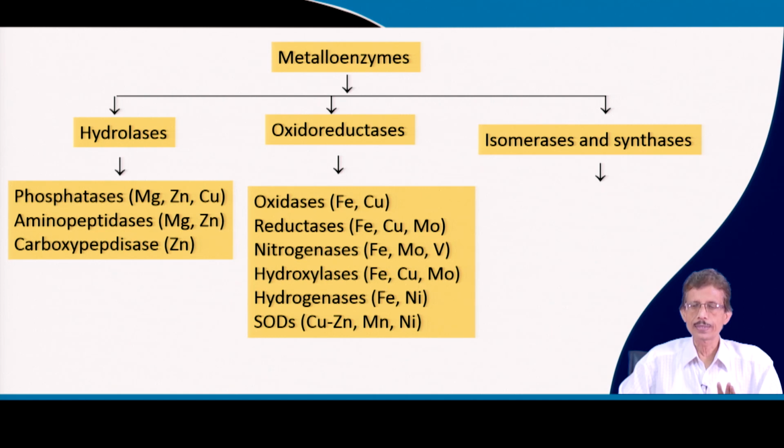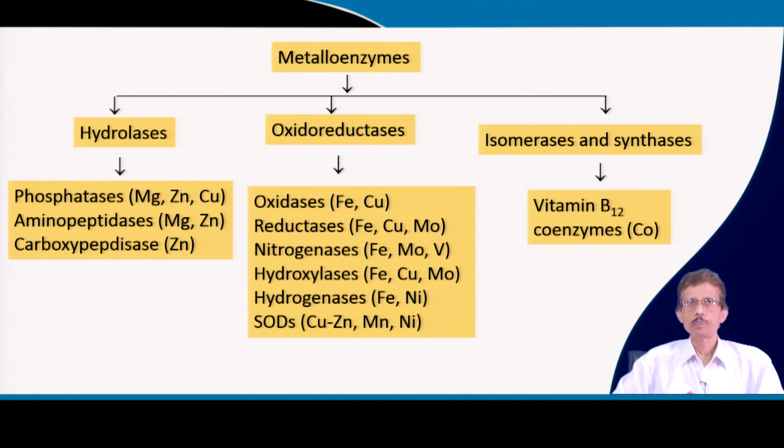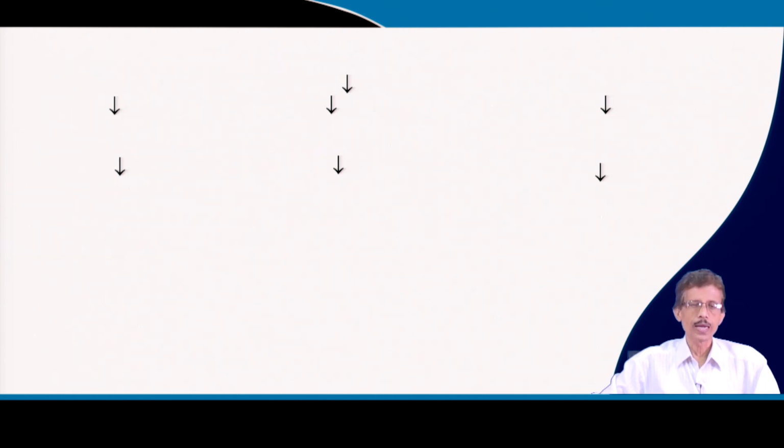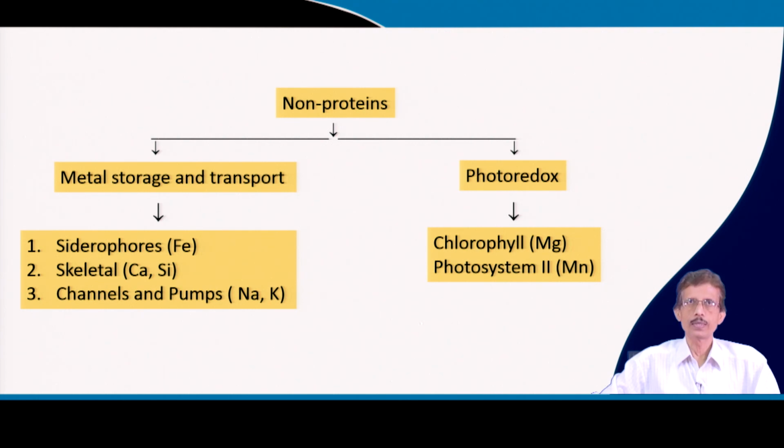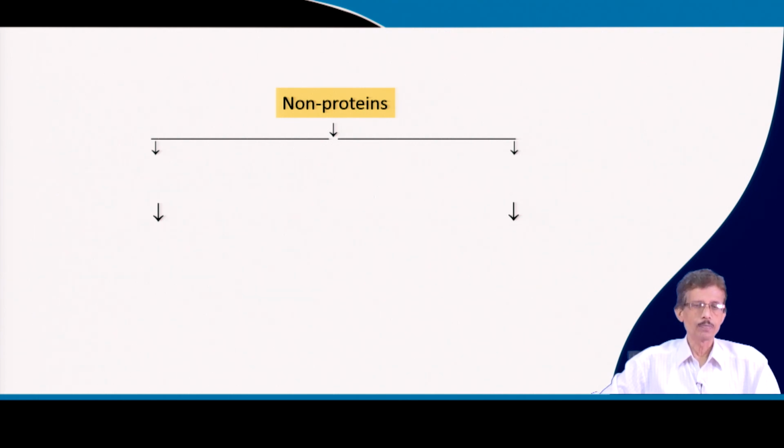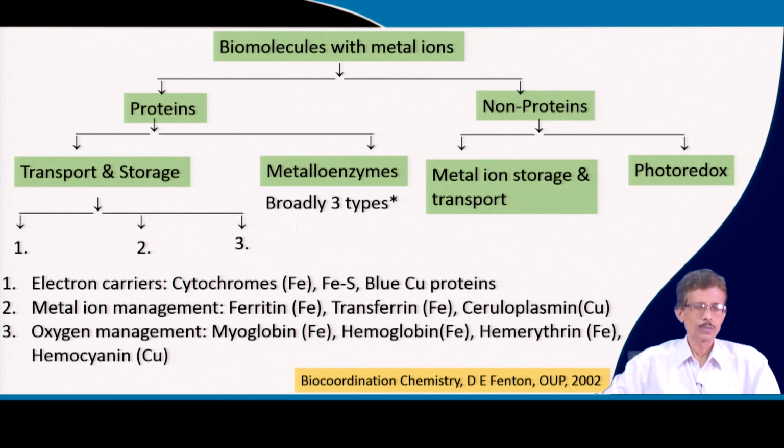So, isomerases and syntheses have vitamin B12, and this can go for your corresponding coenzymes. So, these coenzymes can give us these metalloenzymes. If we consider what these things are, we can go back a little bit, but do not worry about that. Quickly, we have to summarize this for this particular class, because the time is short.